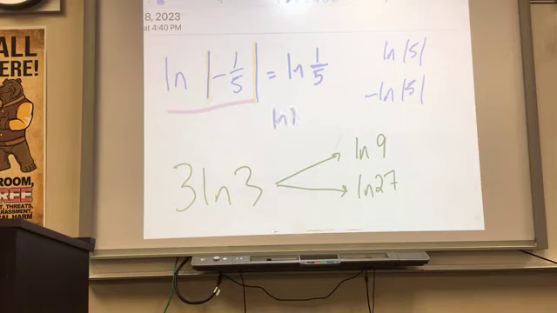You can separate this into ln1 minus ln5. And what's the ln of 1? 0. So it's 0 minus ln5. That didn't make any sense. But if you had ln of 1/5, that's just division. You can split it up, but it's -1/5.